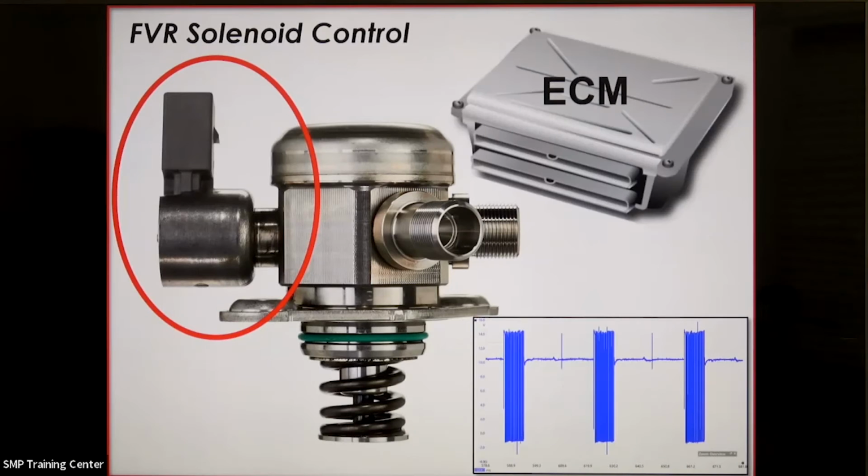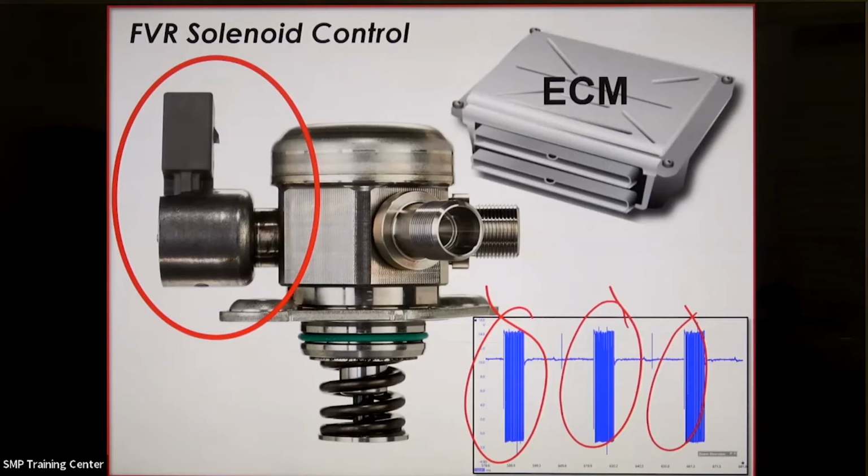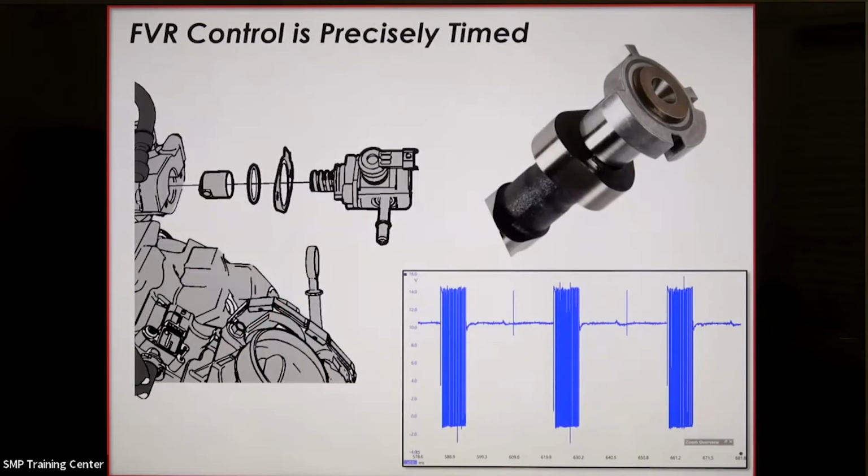So the more fuel we have in the pumping chamber, the more pressure we can expect to be delivered by the pump. So the ECM is going to be in control of this solenoid, and you can see here in the bottom right-hand corner a lab scope capture of the duty cycle that is going to be sent to that solenoid by that ECM. And now the timing of this control is very, very precisely choreographed with the camshaft.